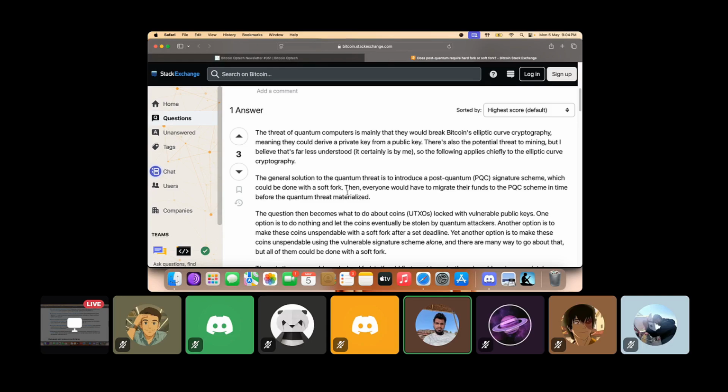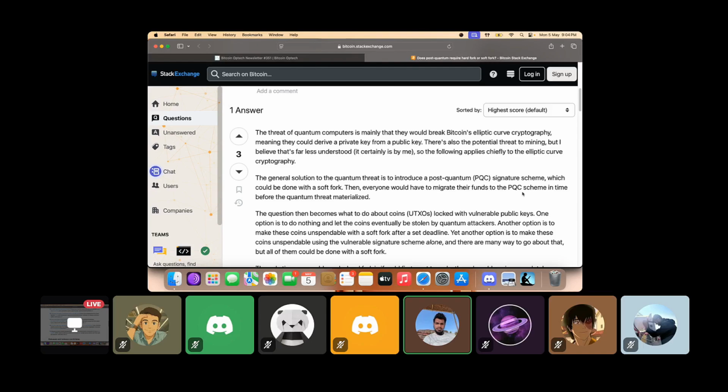With a soft fork, you can upgrade to a digital signature scheme which is immune to quantum computing, because ECDSA and SHA are susceptible to quantum computing. So we'll have to come up with new digital signature schemes that are immune to quantum computing. Then everyone would have to migrate their funds to PQC, right?